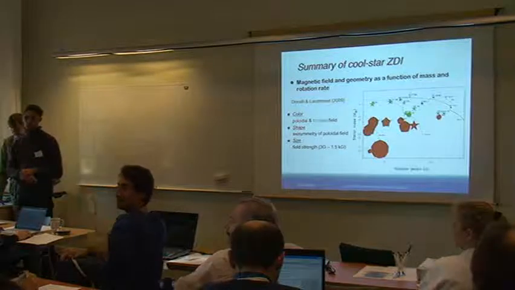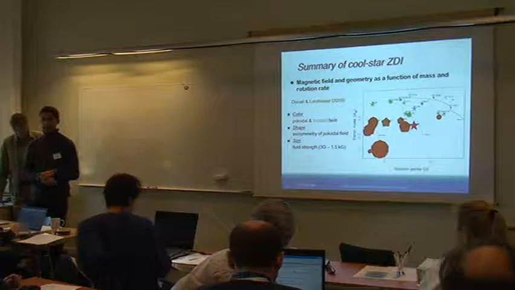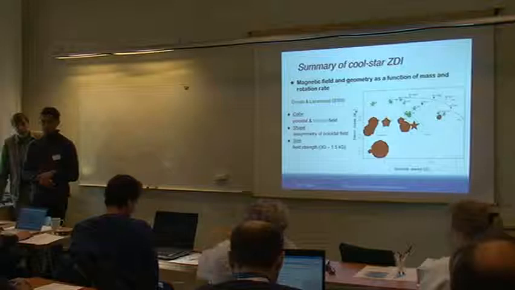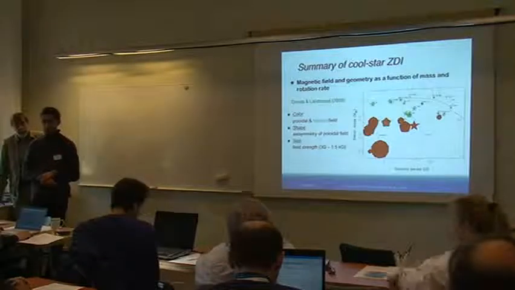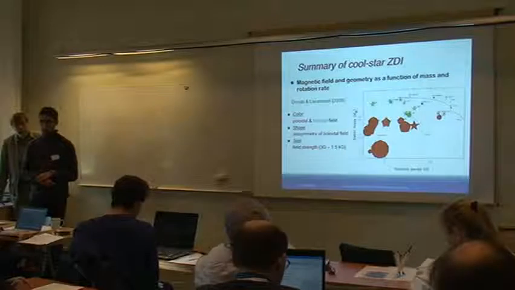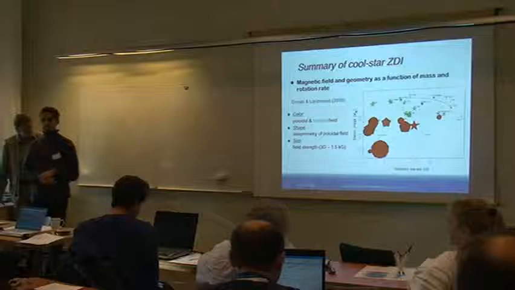Here's our last question. Imagine, like in AP stars, an oblique rotator. That means a dipole, a poloidal field, lies in the equatorial plane. Would you observe it as a toroidal field which is non-axisymmetric? No.